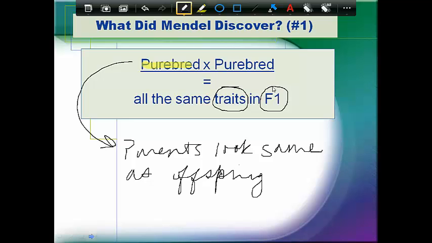So the children, or the offspring of this cross, all look the same. And again, go back to the foil pea experiment you did. In your F1 cross, all of those peas that you found were smooth peas. So we get all the same traits in the F1, all smooth peas, when you cross two purebreds.